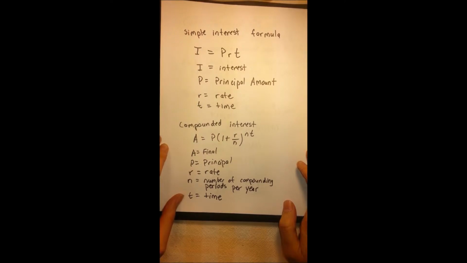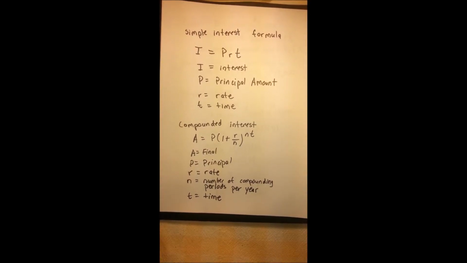The second one is compounded interest. A equals P times (1 plus R over N) to the NT. So A is the final amount you want, P is again the principal, R is the rate, N is the number of compounding periods per year, which changes depending on how much you compound it per year. In this case it's yearly, so it's once a year, and then T is time again, which we'll be solving for in this problem.